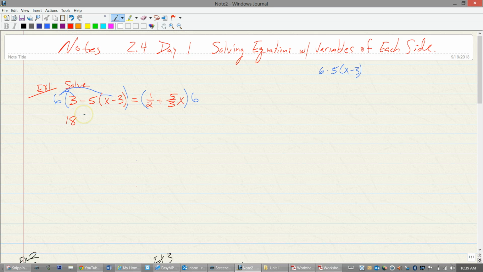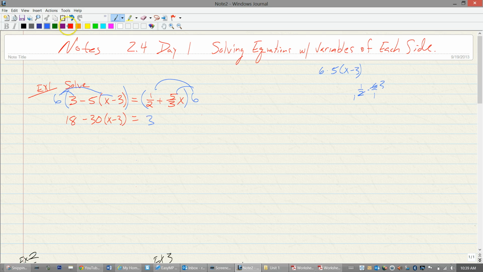So now we'll get 30, and then we'll just do the x minus 3 equals, and then we're going to continue to distribute the 6. 1/2 times 6. Let's try to do this without a calculator. 1/2 times 6, we can cross cancel. 2 divided by 2 is 1, 6 divided by 2 is 3. So we get 3 there.